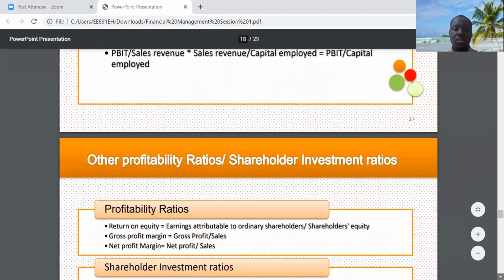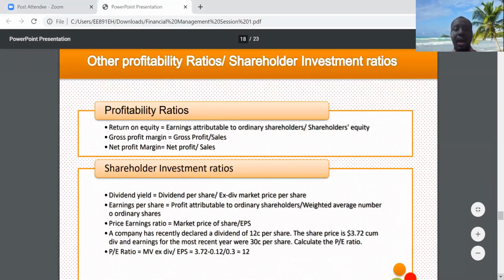Then you have other profitability ratios, which is return on equity, which is your earnings attributable to ordinary shareholders divided by your equity. You have your gross profit margin, which is your gross profit over your sales. You have your net profit margin, which is your net profit also divided by sales. Then let's move on to your shareholder investment ratios.